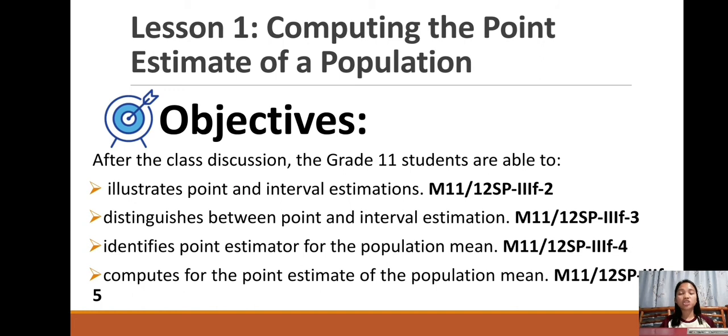So you need to illustrate point and interval estimation, distinguish between point and interval estimation, identify the point estimator of the population mean, and compute the point estimate of the population mean.